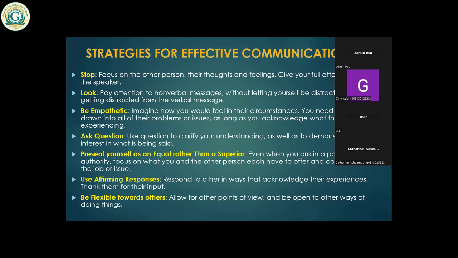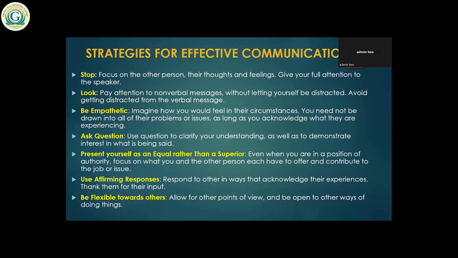You also need to be empathetic. We always emphasize empathy, not sympathy, in nursing. Empathy is very important, putting yourself in that person's shoes and imagining how it feels. It can happen to me, it can happen to you, it can happen to your mother, your father, your friend. So if this happens to my mother, what will I do? That is empathy. If I have this challenge, what will I do? So that is being empathetic. Imagine how you would feel in their circumstances. You need not run into all of their problems or issues, as long as you acknowledge what they are experiencing.